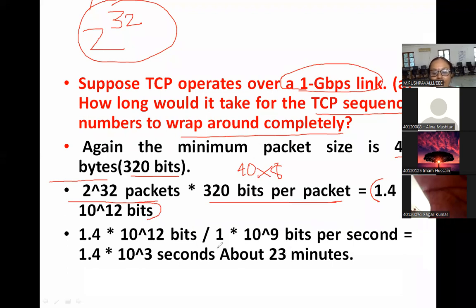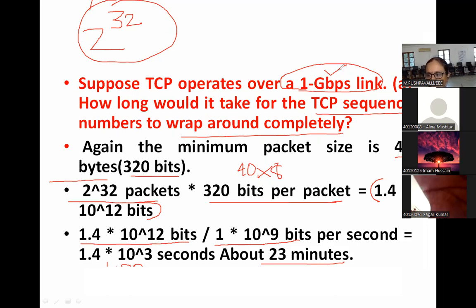Now, my link is what? 1 Gbps. So 1.4 into 10 power 12 divided by 1 into 10 power 9 bits per second. So I will get 1400 seconds. It's nothing but 23 minutes. This is the TCP wraparound time period.